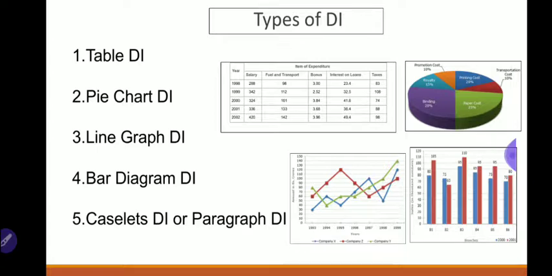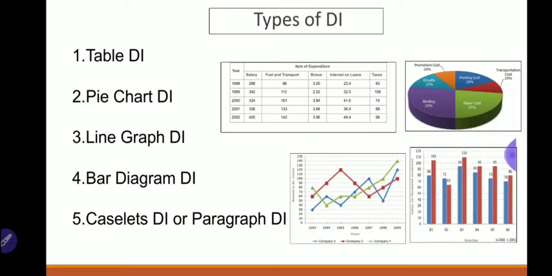The questions based on this table DI are very simple, and it is easier to find the answer if your calculation is very fast. This overall chapter of data interpretation is very simple. Anybody can solve these problems if you have ample time. But in competitive exams, time is very less. That's why these problems become difficult to solve, because you have to solve them in a very short time. So first, table DI we have seen.